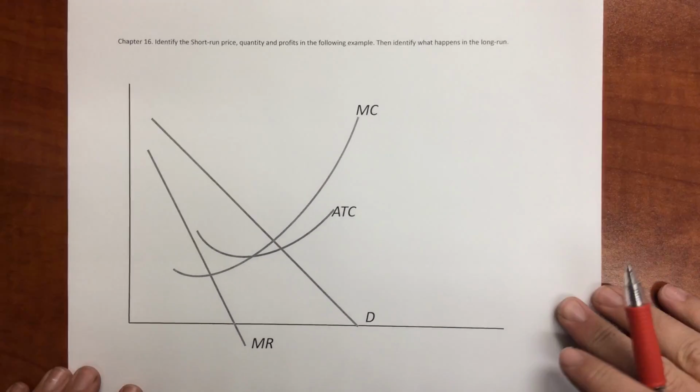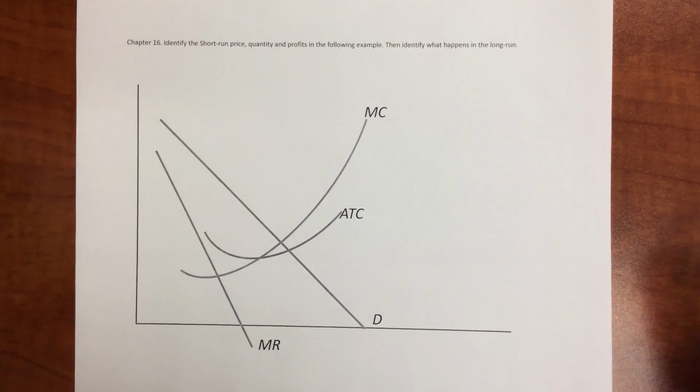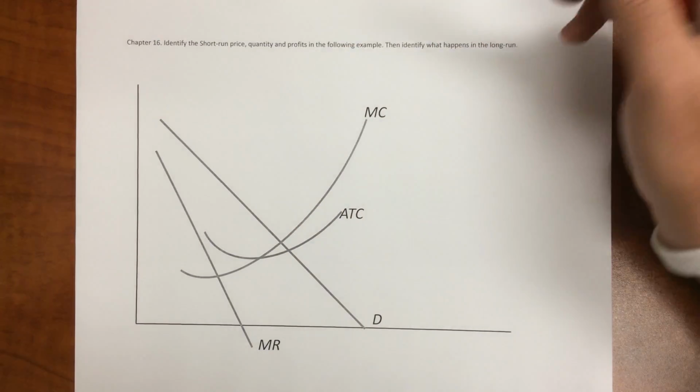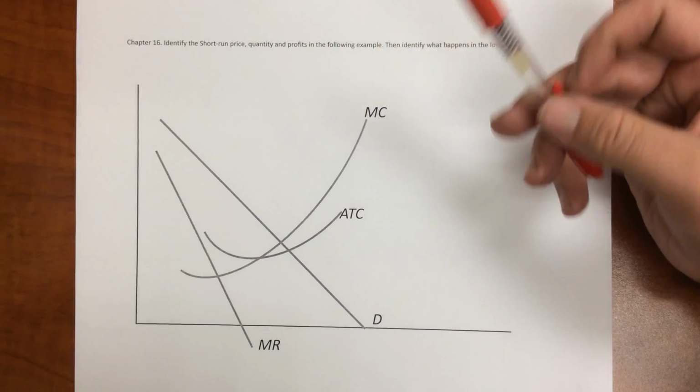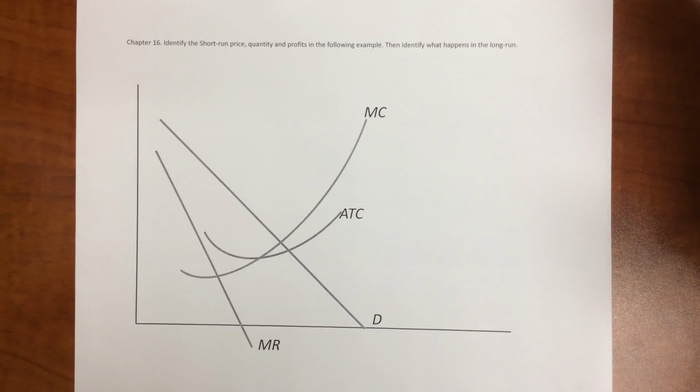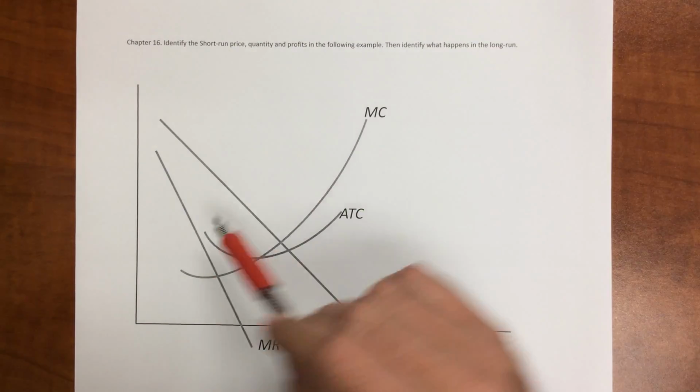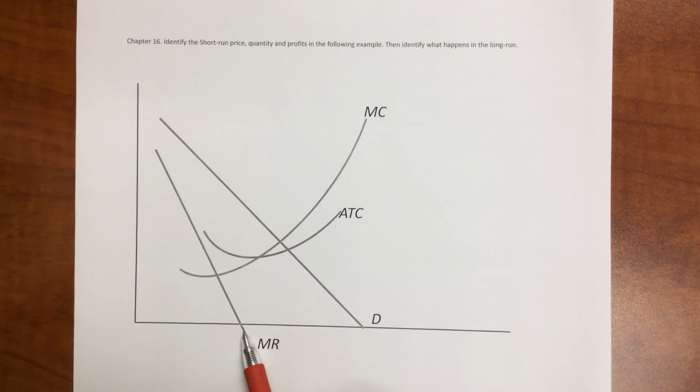Here is chapter 16, looking at a monopolistically competitive firm and how that firm is affected by the market. So here we have different graphs. A monopolistically competitive firm faces a downward sloping demand curve because their product is unique to them, but has many similar products, but not identical products. They also have a downward sloping marginal revenue curve.